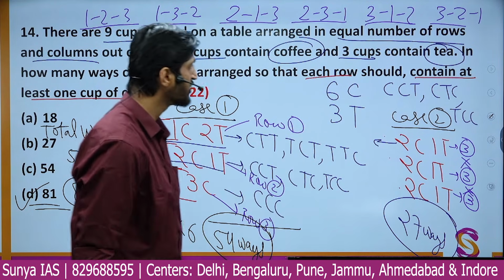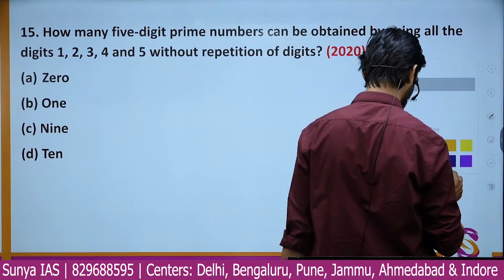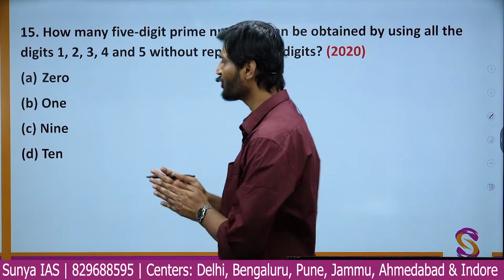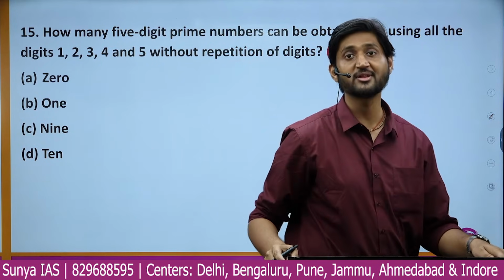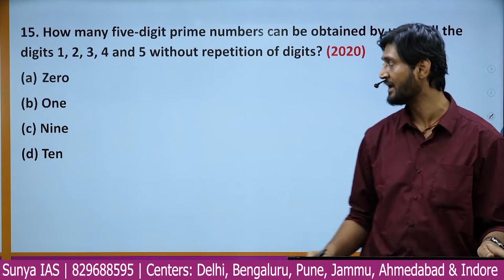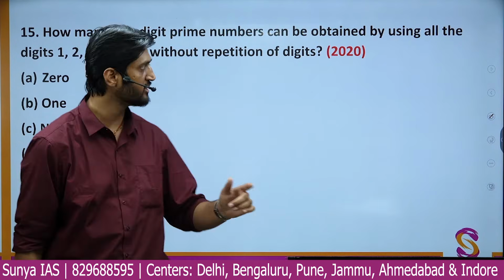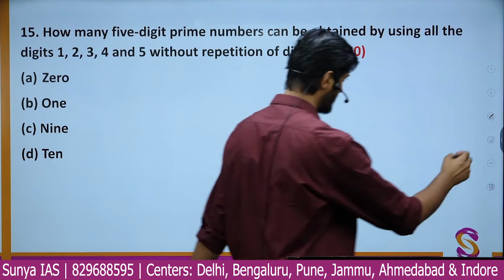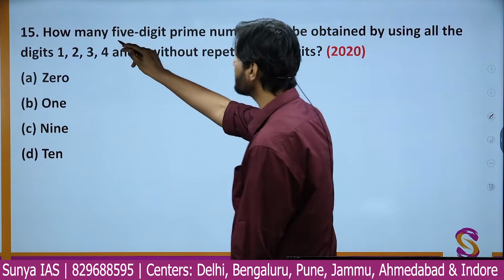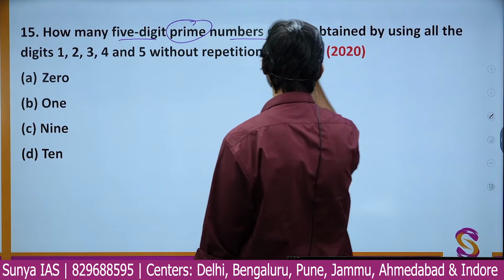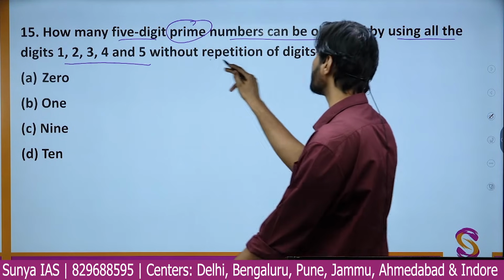Right? Moving on to the last question of the day. And this question is such a lovely question. Such questions make me excited about how much thought UPSC gives to CSAT, how much care and thought is given after each question which is being asked in CSAT. And this is the best question you can find, which can steal your heart. This question says, how many 5-digit prime numbers can be obtained by using all the digits 1, 2, 3, 4 and 5 without repetition of digits?